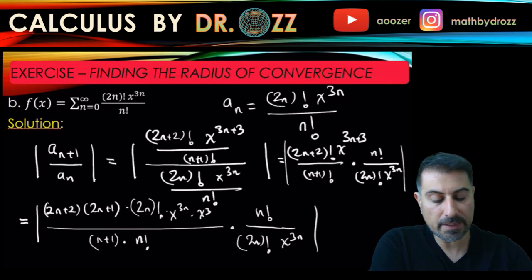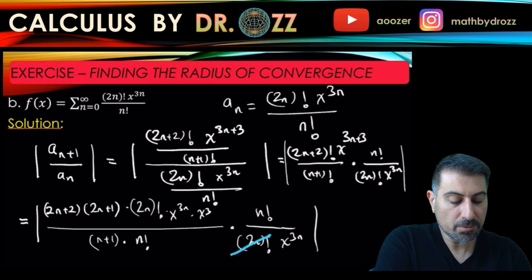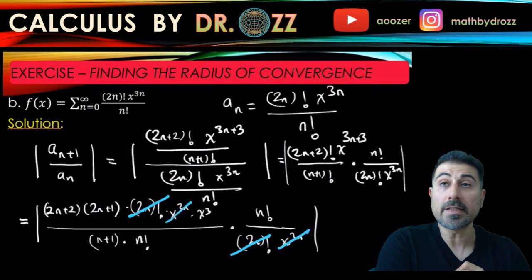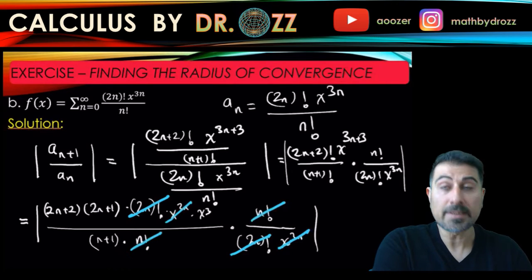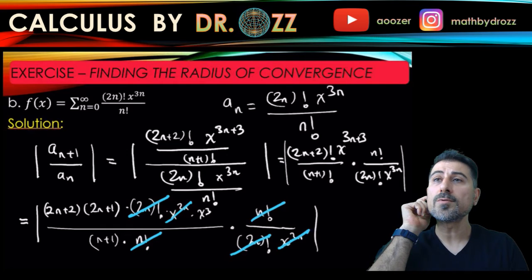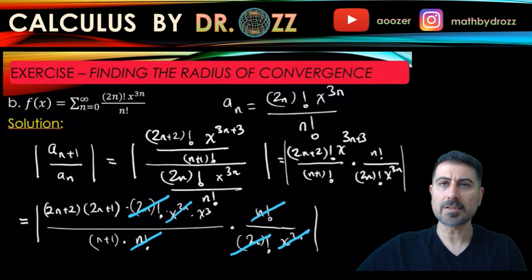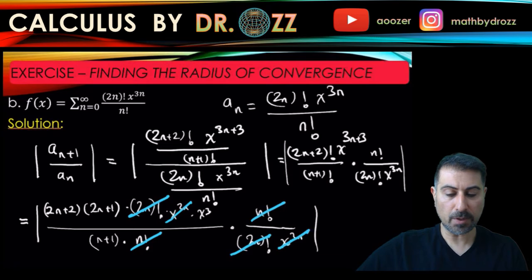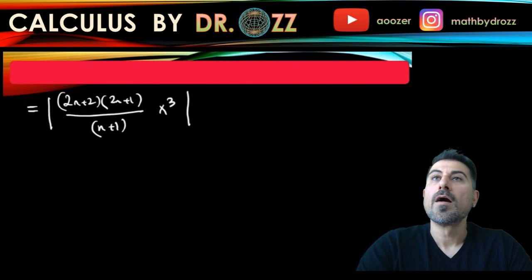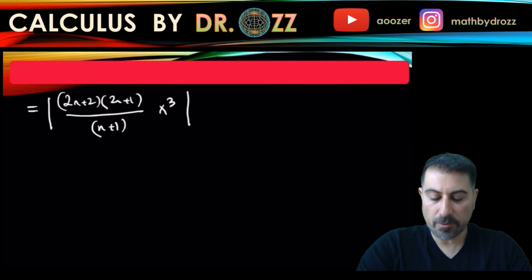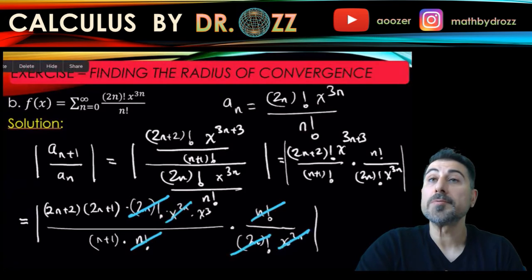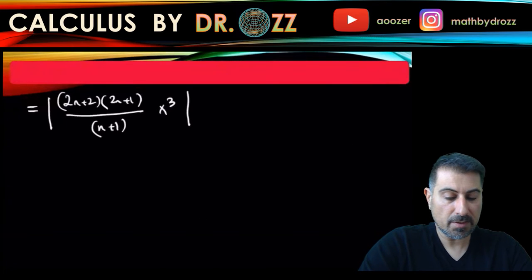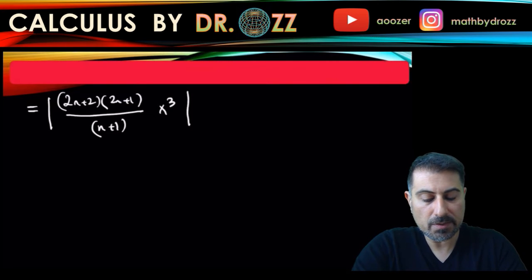Okay, let's see what cancels out. Well, (2n)! cancels this (2n)!. x^(3n) cancels this x^(3n). n! cancels this n!. So at the top, I have (2n+2)(2n+1) and x cubed. In the bottom, I have only n+1. All right, so I rewrote what we were left with back here. Okay, so what I'm going to do next is to see what's going on here, because what is the limit of a_(n+1) over a_n? Because I have to pass the limit here.